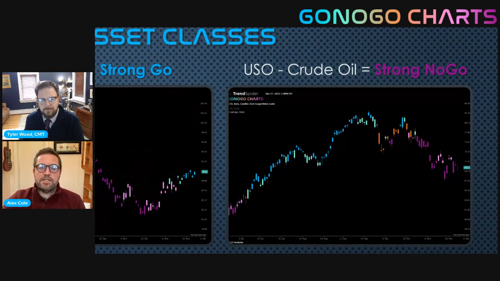You can see that's a nice chart to see that roll through the colors as well. Strong Go trend, and then it shows some uncertainty, a little bit of chop before finally really catching on to that no-go. We're seeing strong no-go bars now on US oil.